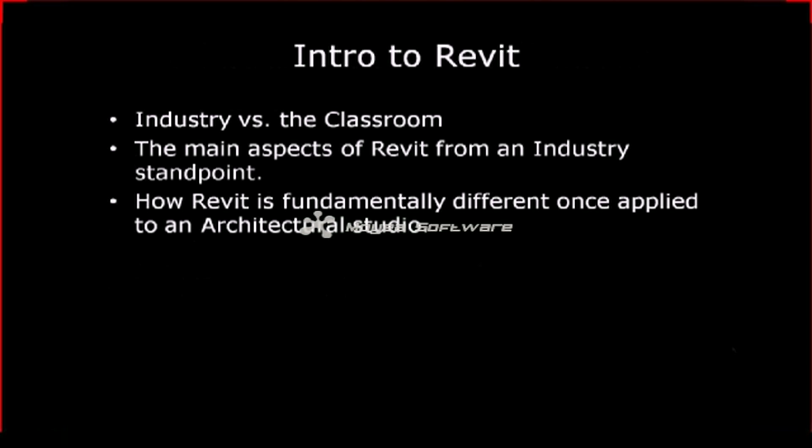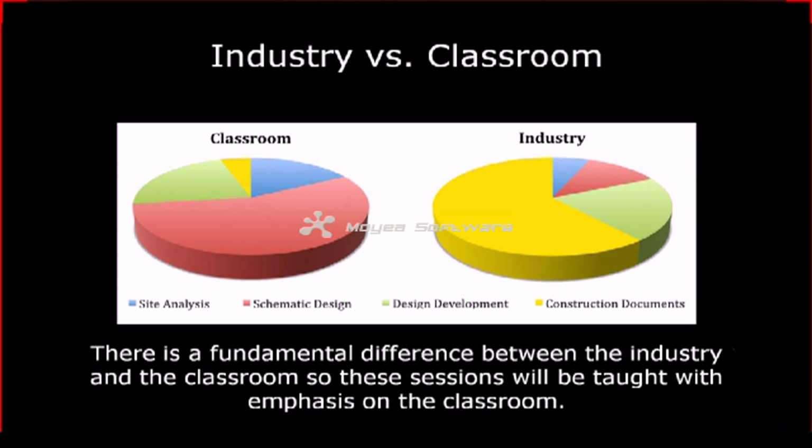We barely hit on this last time, the industry versus the classroom, but we decided to break it into 2 more sections, which is the main aspects of Revit from an industry standpoint, and then how those same aspects are fundamentally different when you go into a studio setting. So here's the graph we showed last time, which shows you that the biggest difference is that architects stay in schematic design through most of it, but the industry will stay in construction documentation mode for the majority of the project. So when we broke this down, this is how it breaks up.